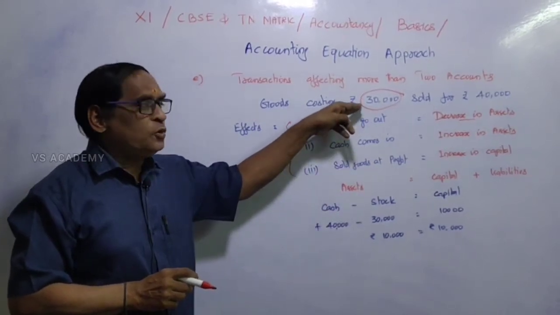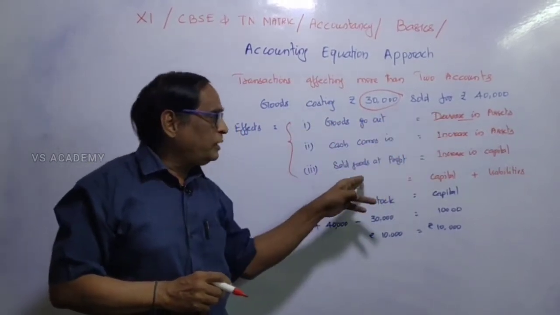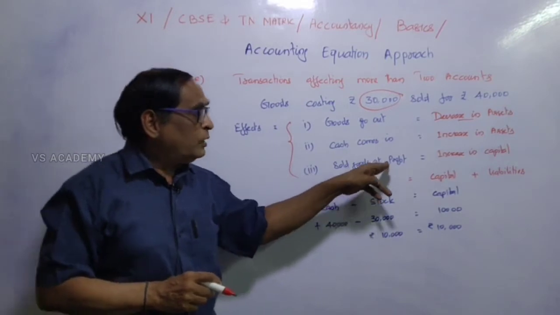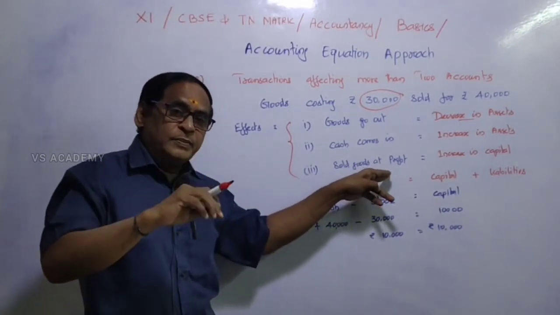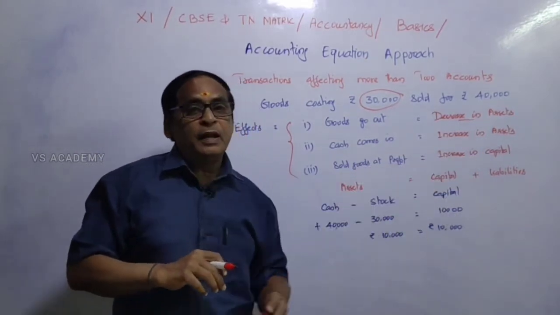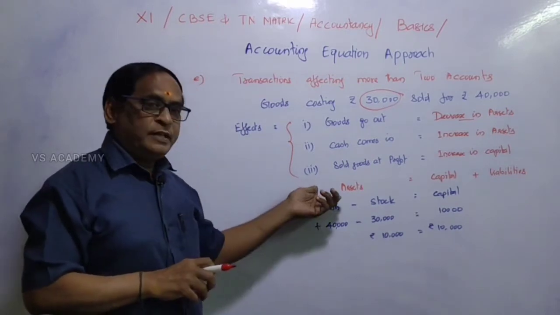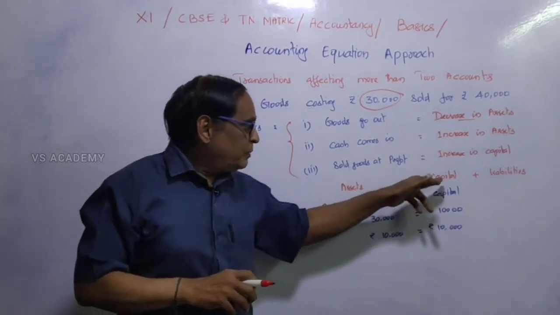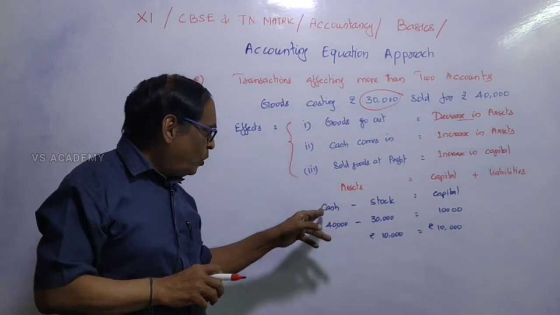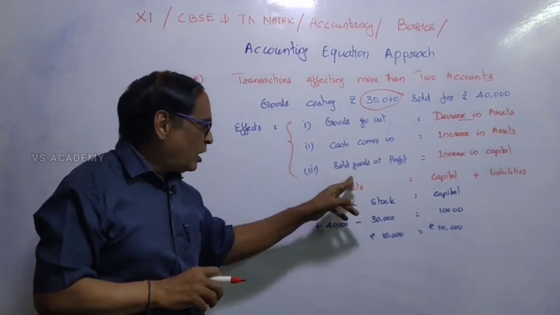Actual cost 30,000, but we sold at 40,000. So there is a profit of 10,000. Any profit or any expenses are to be added to the capital account. So what is the equation? Assets equal to capital plus liability. Here both cash and stock are assets.